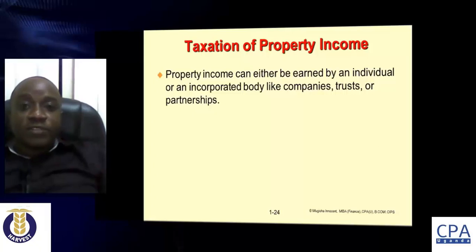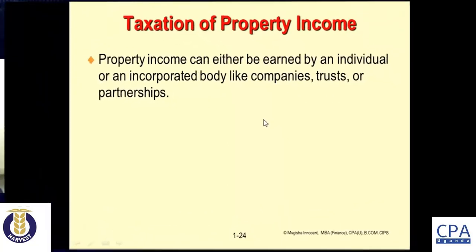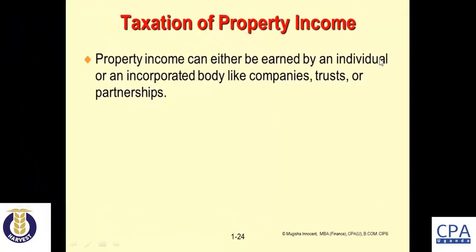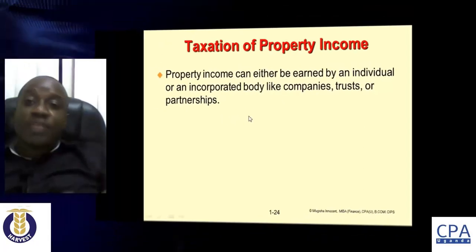Slide number 24 presents to you the various ways in which property income is taxed. Starting off with this first bullet, we are saying that property income can be earned by all given types of persons defined in the Income Tax Act. It can be earned by individuals or by incorporated bodies like companies, trusts, or partnerships. So a partnership can earn property income, an individual can earn property income, a company can earn property income.